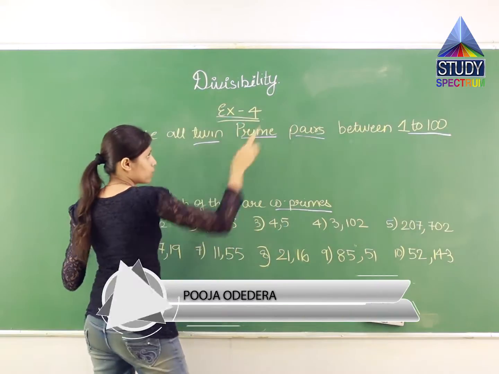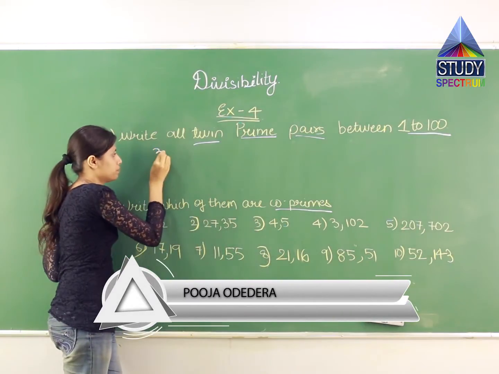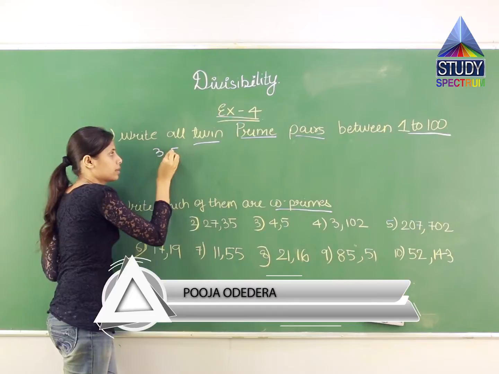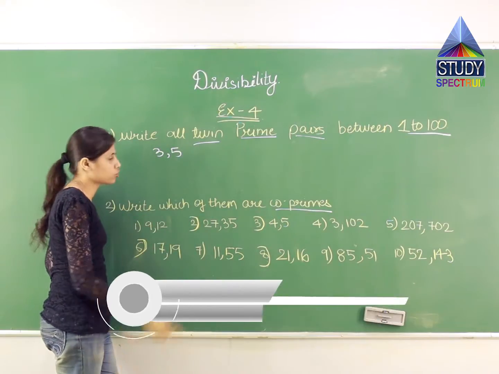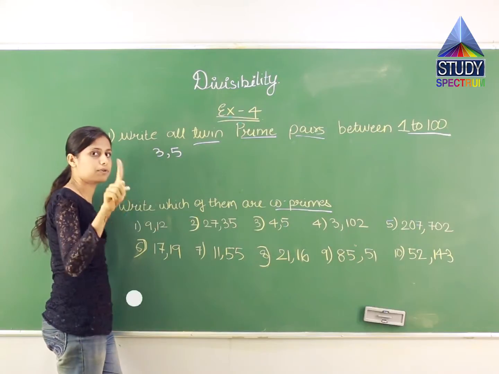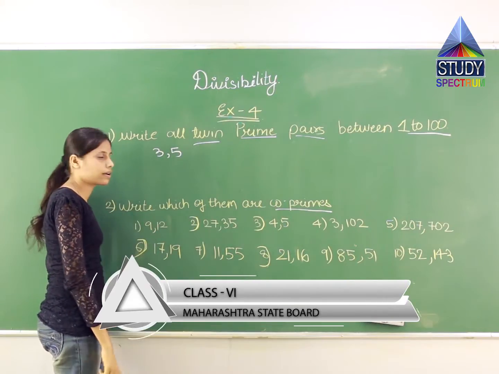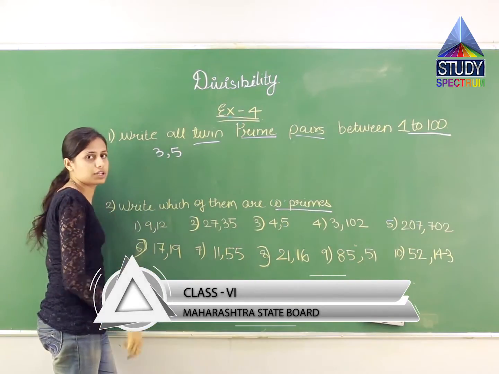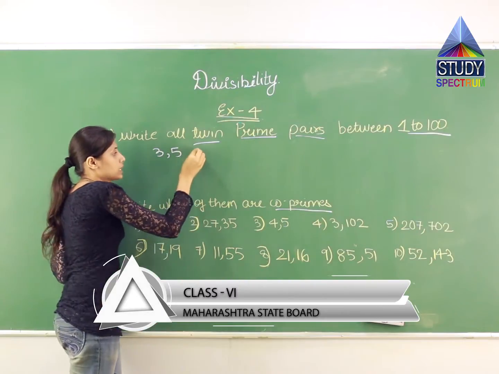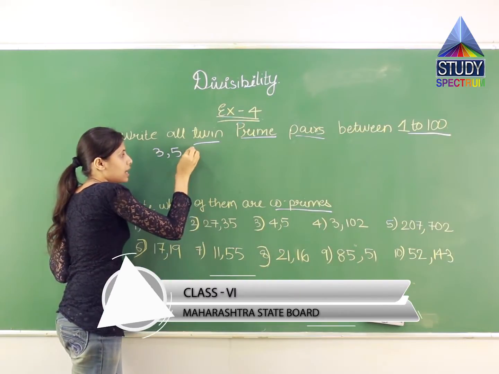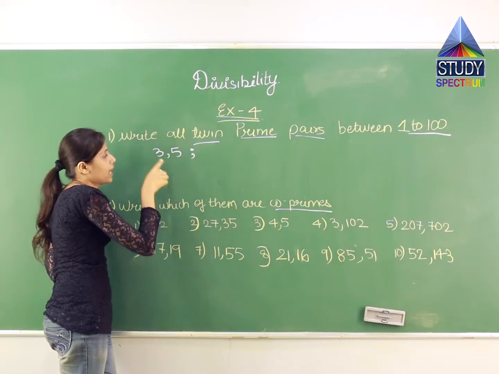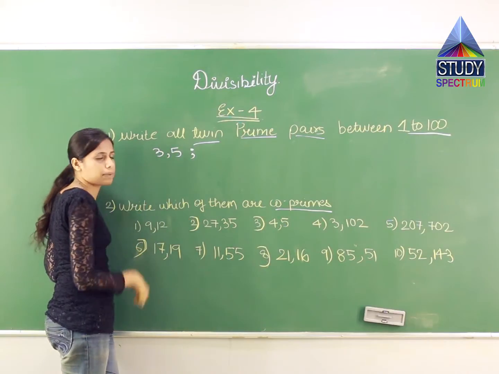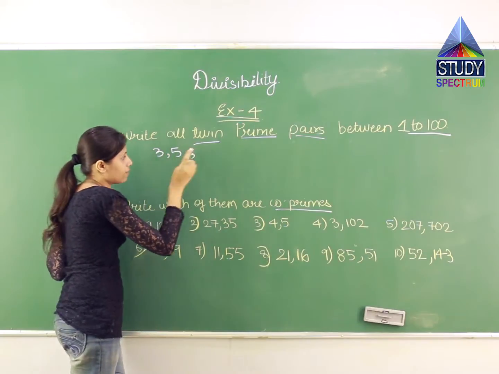The first, as I told you, is 3 and 5. 3 and 5 are both prime numbers, they do not come in any other table except 1 and the number itself, right? And the difference between both is also 2. I will separate these pairs with a semicolon and the numbers of a pair will be written with a simple comma. Okay? So 3 and 5.